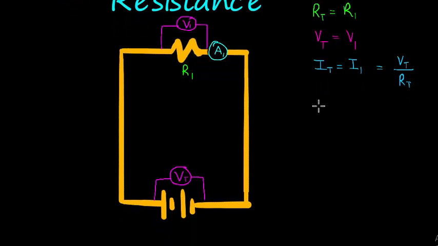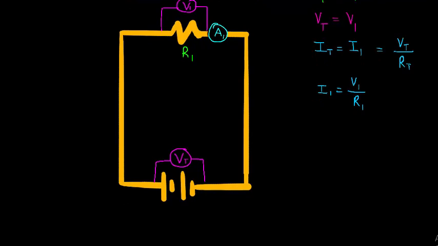If I wanted to know the current that passes into resistor 1, I would say the current in resistor 1 is equal to the voltage over resistor 1 divided by resistance 1. But in this case, since R1 is equal to the total resistance, and voltage 1 is equal to the total voltage, then we can conclude that the current that passes into resistor 1 is also equal to the total current. Okay, but we've looked at that quite sufficiently.